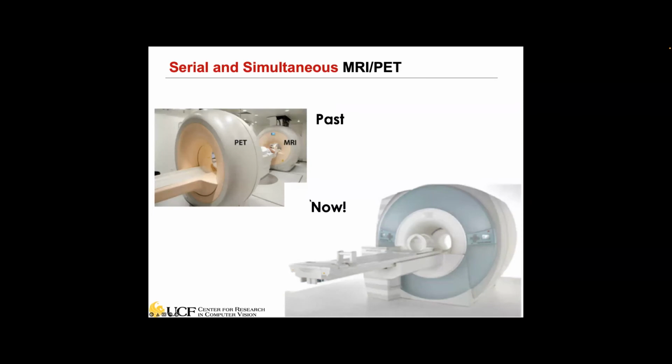For this kind of combined or fused imaging, before, you had separate machines. You first do the PET scan, then go through the MRI machine to generate another scan. Maybe then you do some registration and fuse them together. But now, with advances in engineering, we have a combo: a single machine in which you can take MRI and PET scans together, so you don't have to go through two machines in series.